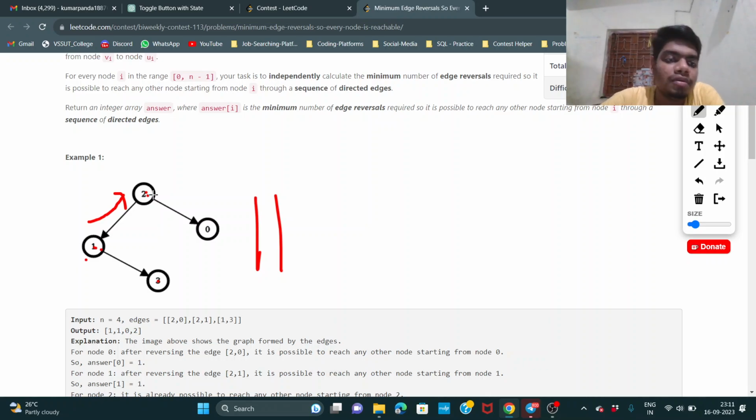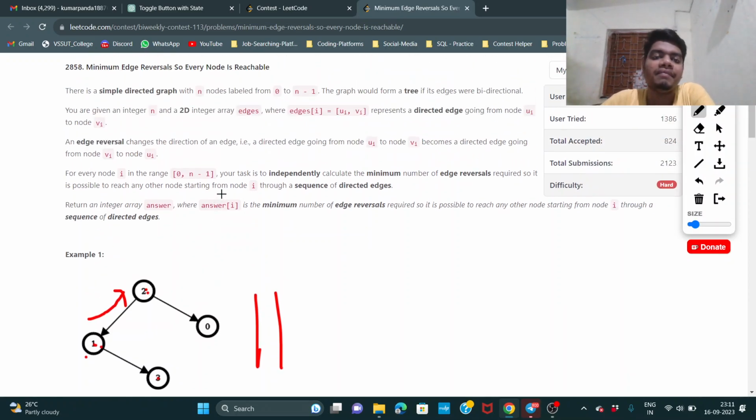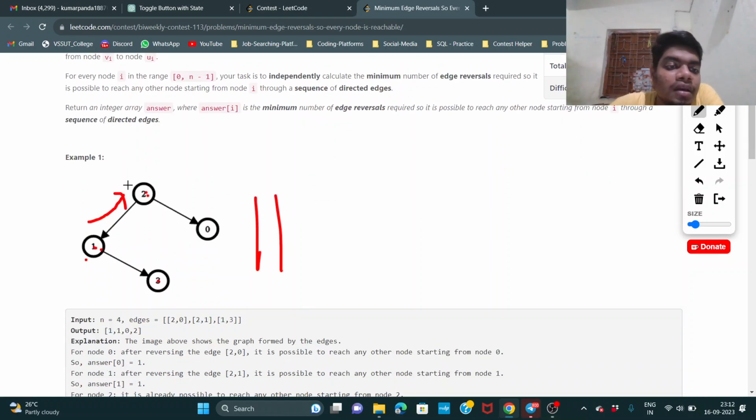That is simple. The order of n square approach means I just try to find, here they have mentioned that you don't need to check for the connected or disconnected thing. This is a tree, so there is no concept of connected or disconnected. So the order of n square approach is: try to find the answer for each node.